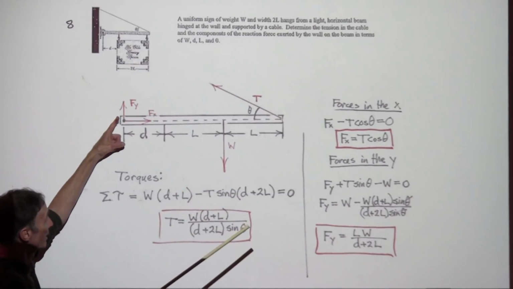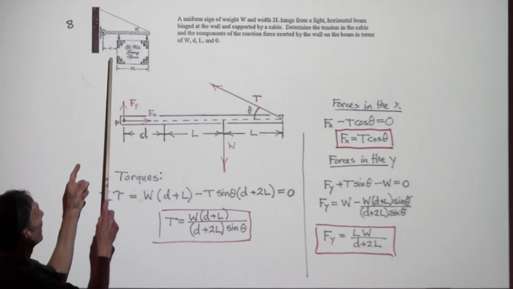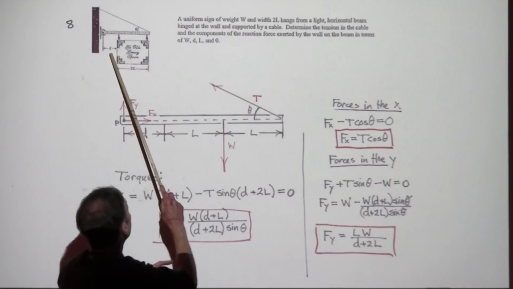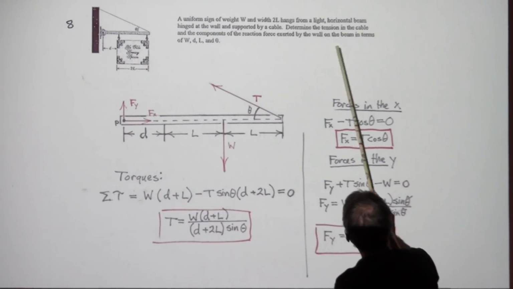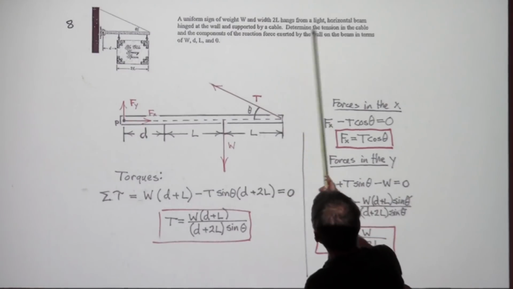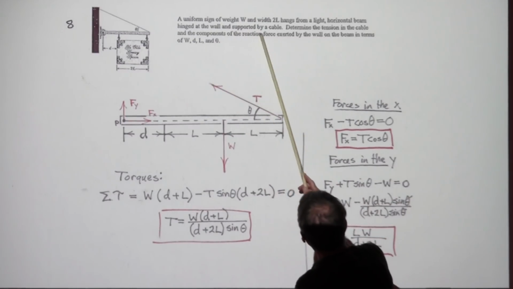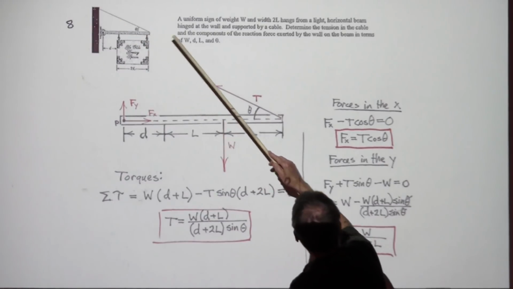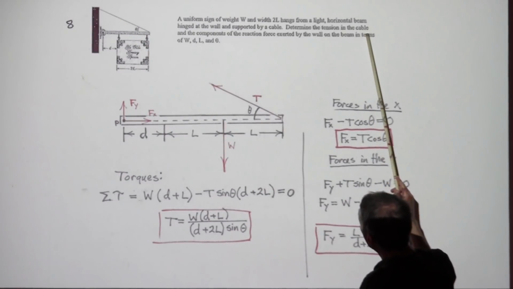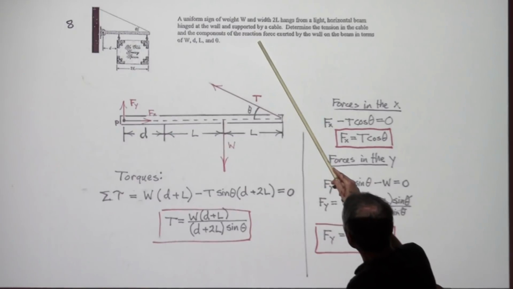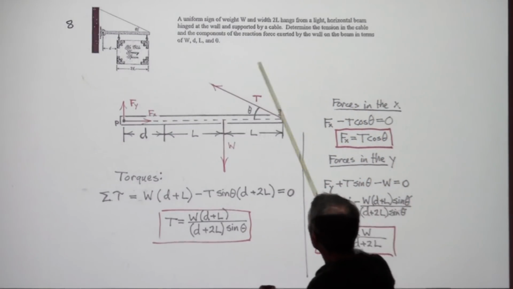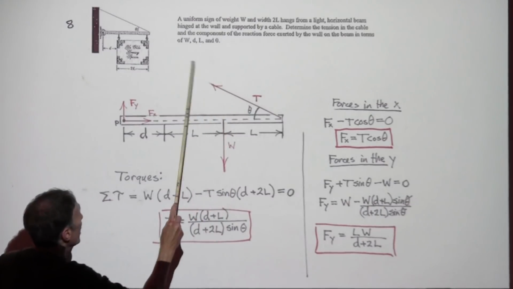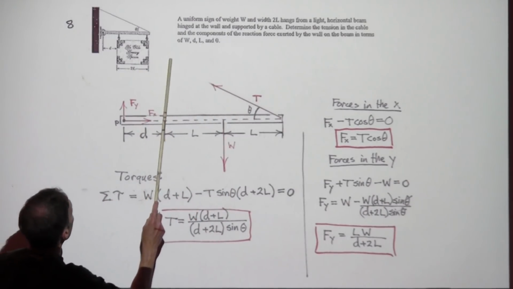Let's start off with just a little basic one. We have this beam up here. We've got a sign that's hanging on it, and it gives us the width, 2L. The horizontal beam is hinged at the wall, supported by this cable. Determine the tension in the cable and the components of the reaction force exerted by the wall on the beam in terms of our variables. There are no numbers here, just the width of this thing.